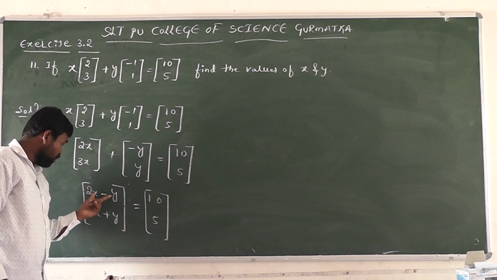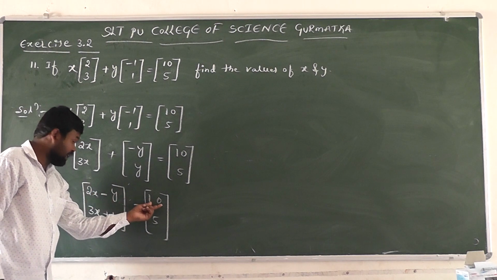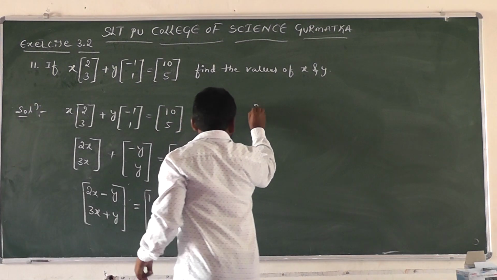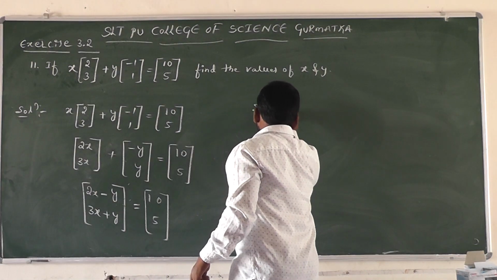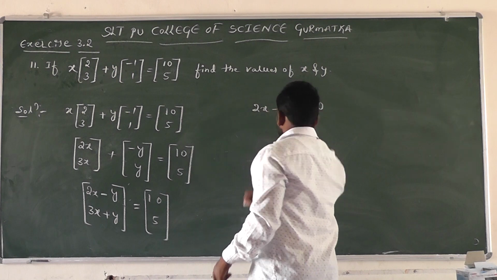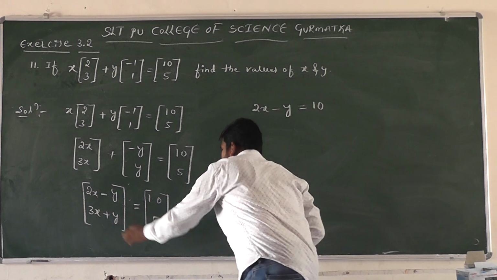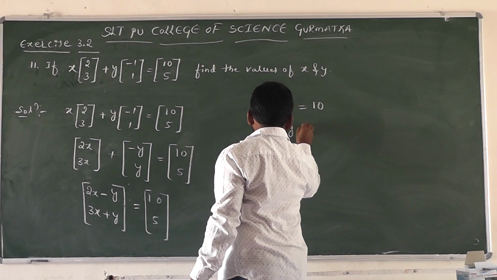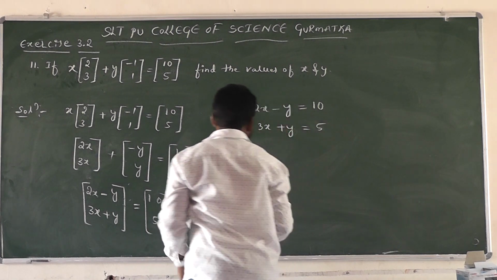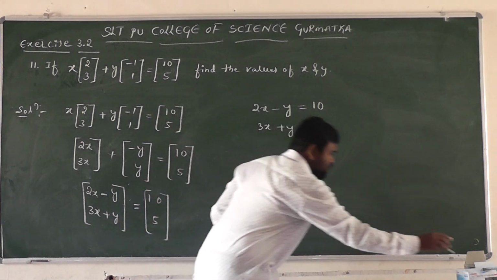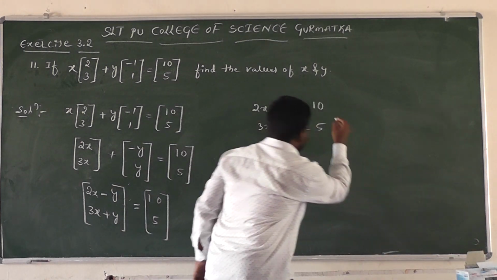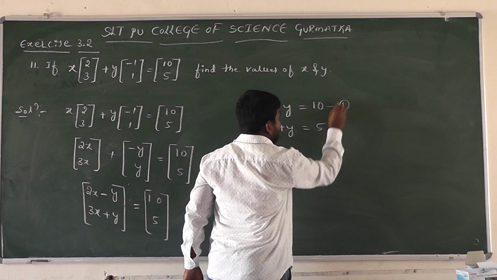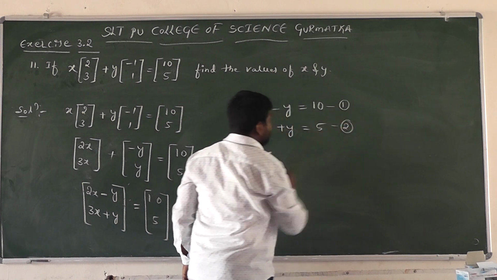Then 2x minus y is equal to its corresponding element, 10. So 2x minus y equals 10. And another one, 3x plus y equals 5. This is equation number 1, and this one is equation number 2.